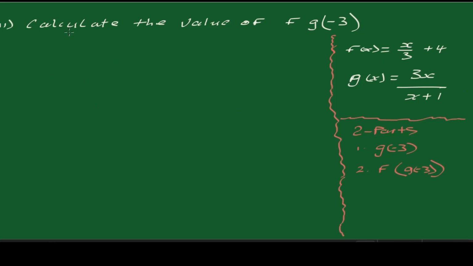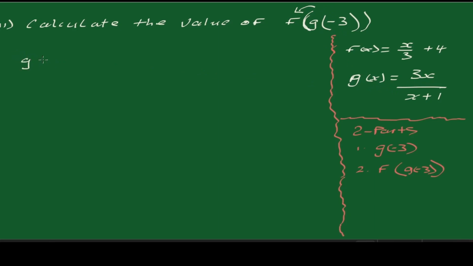The second question, calculate the value of fg(-3). So fg(-3), again, this question is a two-part question because we want this. So this becomes the input into the function f. Before we could take this and have it as the input of the function f, we need to work out what is g(-3).